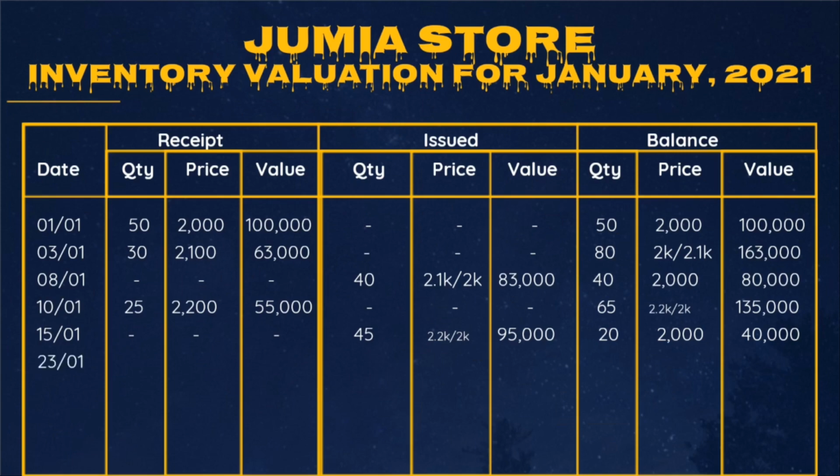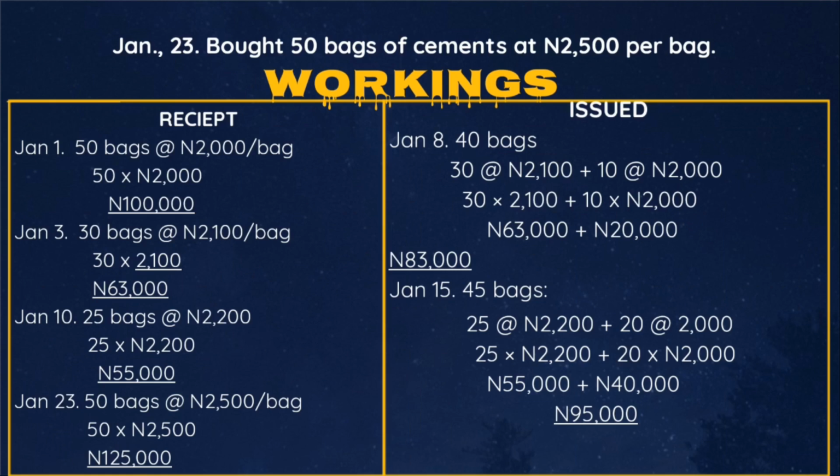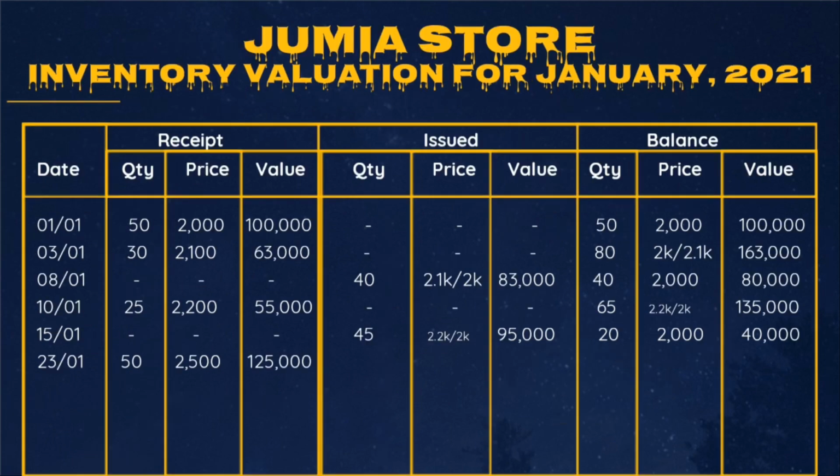So the date, January 23, that is 23/01. The receipt, how many bags of cement? We have 50 bags of cement. At what amount? 2,500, and the value is 125,000. That is 50 bags of cement, price 2,500, value is 125,000. The issue, since we are not issuing now, we are receiving, that is going to be dash.